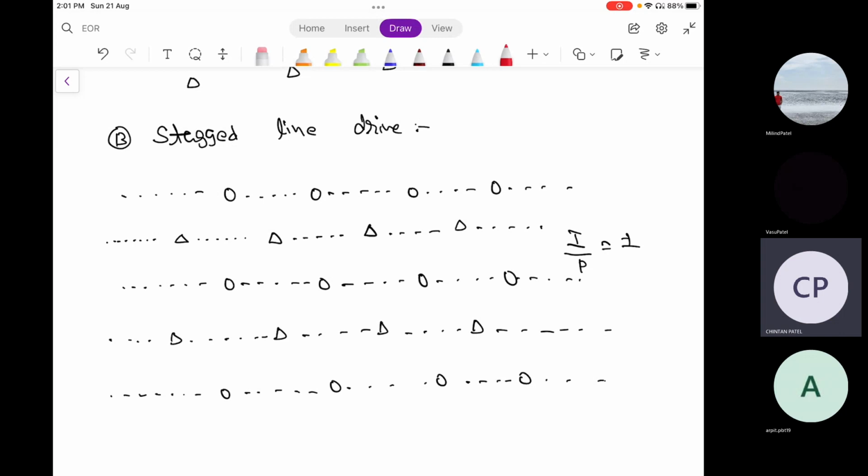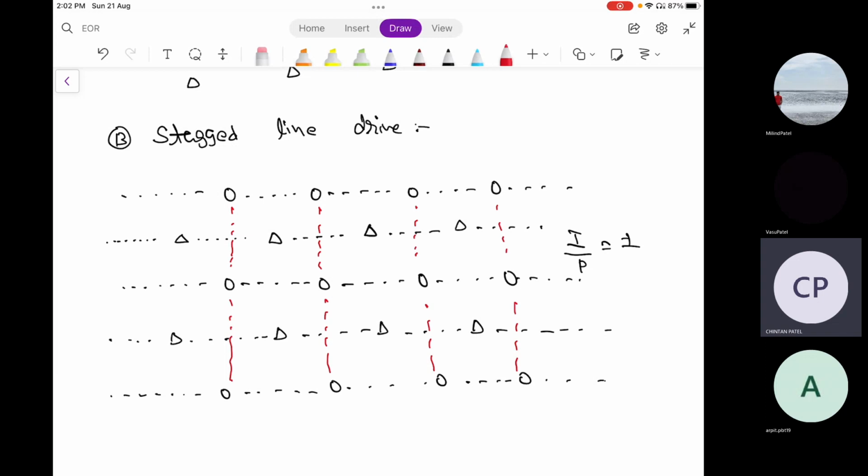Okay, so no need to draw. Let me draw vertical as well. So this pattern is nothing but the line drive, and in this case, whatever the inverted is, I can say regular, because the ratio of P versus I is equal.